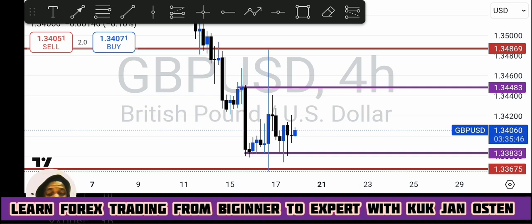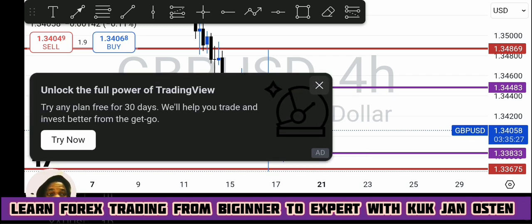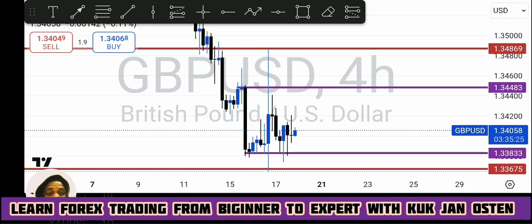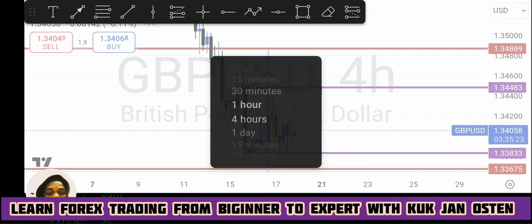Okay guys, now we shall go to the 1-hour time frame. In the 1-hour time frame, we have to look for the overall direction. So what's the overall direction? The overall direction is showing that it's a downtrend. It's a downtrend, but remember, we are seeing some sort of valid change of market structure.